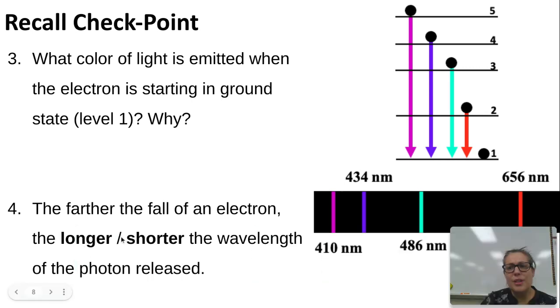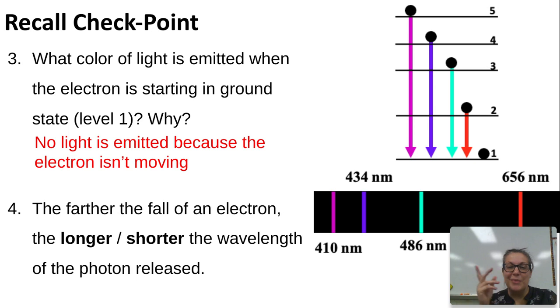So we have those 5 different energy levels. What color of light is emitted when the electron is starting in ground state, level 1? What color is emitted by this photon? Or what color photon is emitted by this electron? Took a minute. You confused? Trick question, because nothing's being emitted. The electron's not moving. It's already in the lowest state possible, so no light is going to be emitted from that electron.